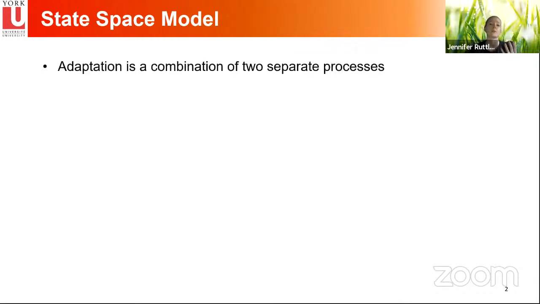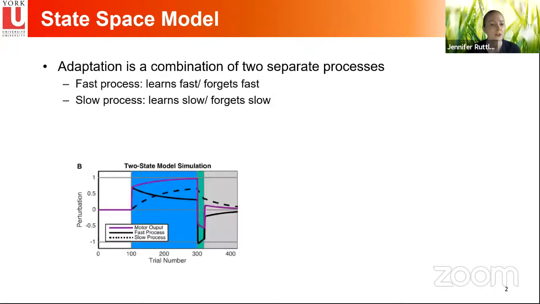I'm just going to do a little bit of background on a model I'm going to be talking about. Specifically, this model was proposed by Maurice Smith in 2006, and it's just a simple 2-rate model that proposes that adaptation is a combination of 2 separate processes. The first being a fast process, which is this solid black line in the figure below, which learns fast but also forgets really fast. And then there's also a slow process, which is the black dashed line in the figure below, which learns slow but also forgets really slow.